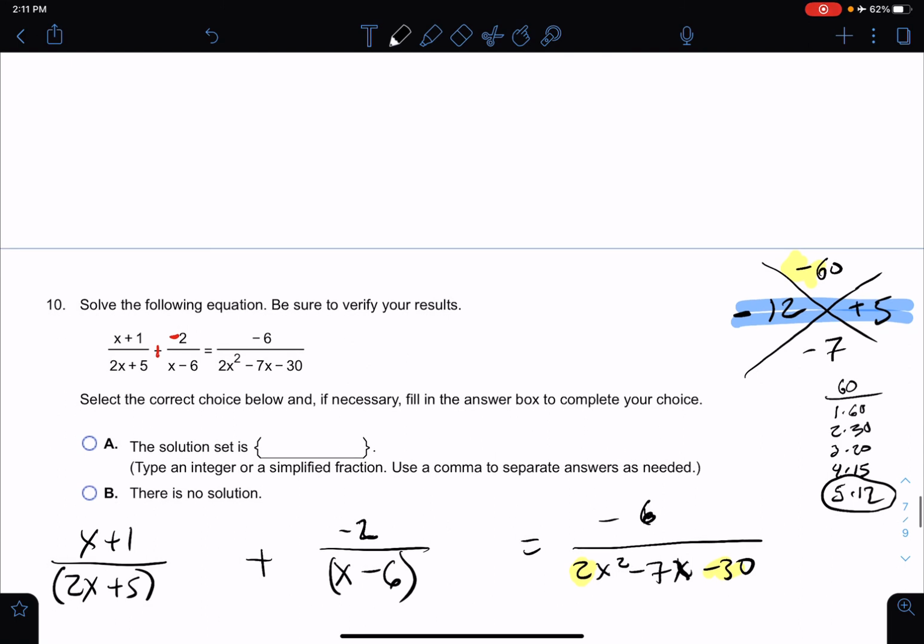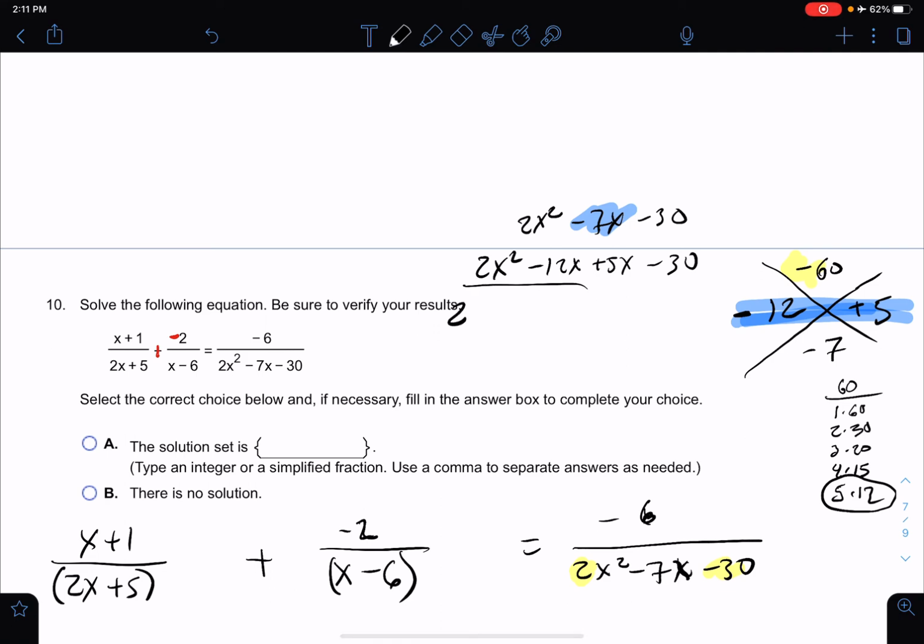So remember what we had. We had 2x squared minus 7x minus 30. And we've got to replace the negative 7x with these two blue terms. So we got 2x squared. We replace the negative 7x with negative 12x plus 5x minus 30. And then we just factor by grouping.